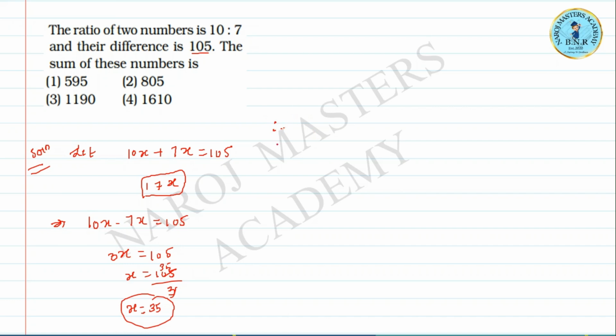17x, isn't it? 10x plus 7x is equal to nothing but 17x. Just place this x value in this. 17 into x is how much? 17 times 35, totally how much? 595. That is the answer, 595. Option 1 is correct.